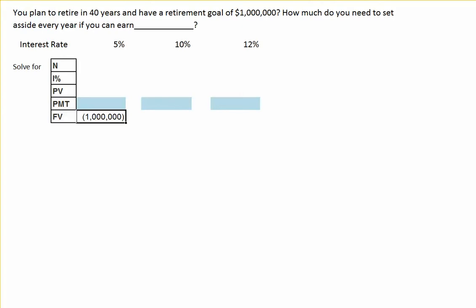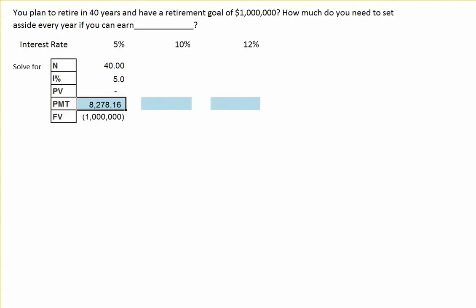Since our goal is to have $1 million, we will put that in as our future value in our financial calculator. Enter it as a negative amount so you can get a positive amount for your payment. We have 40 years to retirement, so 40 for the number of periods, 5 for our interest rate. If we have no money set aside now for retirement, we would need to then solve for our payment and find that we would need to set aside $8,278 every year for the next 40 years if we wanted it to grow to $1 million by the time we retire.